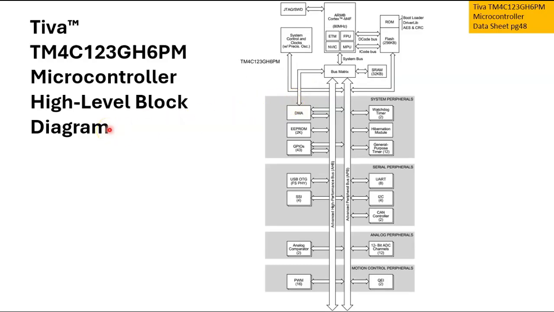Now, before I go any further, let's take a quick look at the block diagram of the TM4C123G microcontroller. So this is the high-level block diagram of the microcontroller. Viewers of this channel will have seen this before, but here I would like to focus on the NVIC, which is located here.